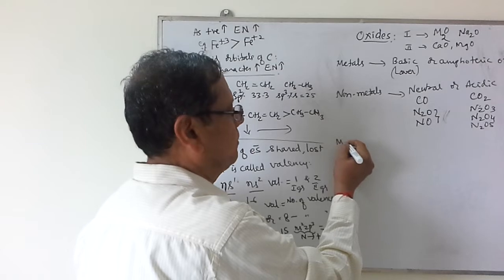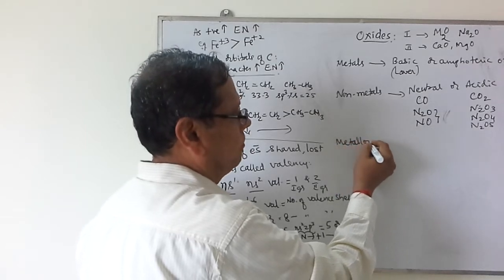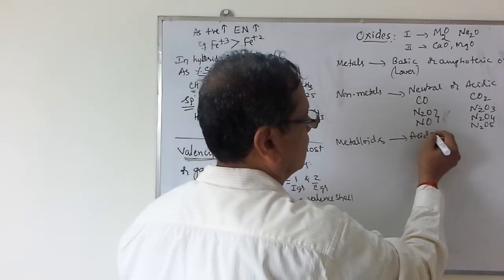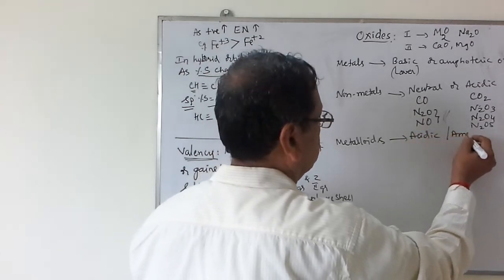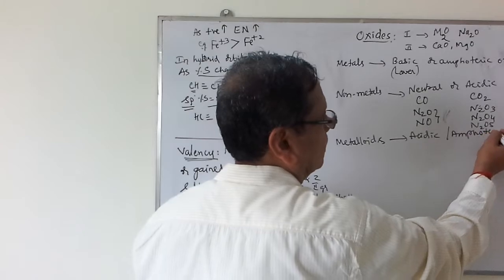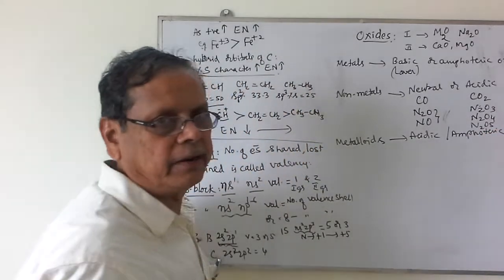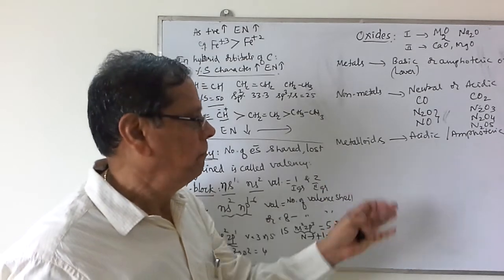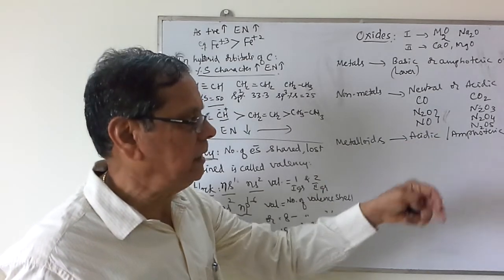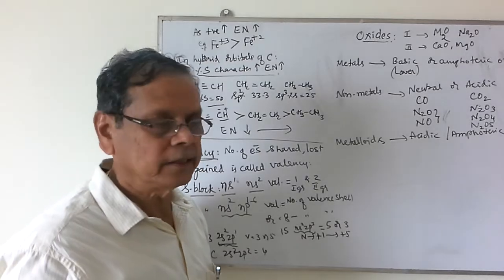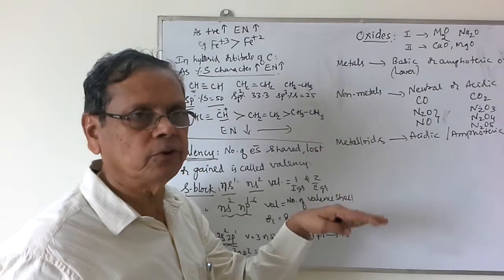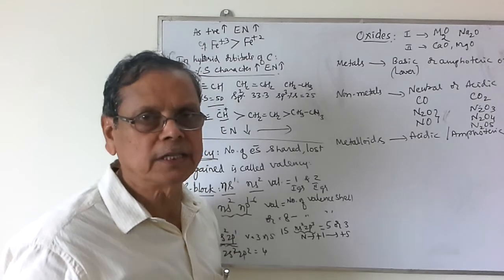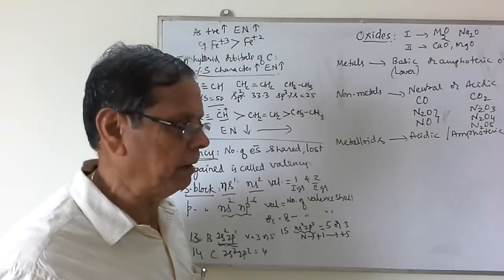But when you consider these metalloids, they form either acidic or amphoteric oxides. For example, we have considered some elements like silicon, germanium, etc. as the metalloids. They will form either acidic or amphoteric oxides. You will study the details about these oxides in the second year, that is 12th standard, in the oxygen chapter. That is the 16th group elements.